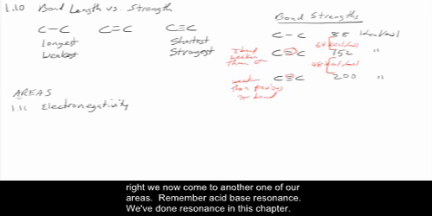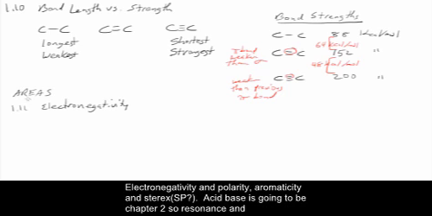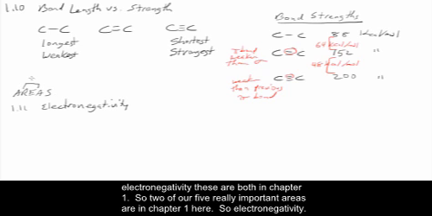All right, we now come to another one of our areas. Remember acid-base, resonance. We've done resonance in this chapter. Electronegativity and polarity, aromaticity and sterics. Acid-base is going to be chapter 2. So resonance and electronegativity, these are both in chapter 1. So 2 of our 5 really important areas are in chapter 1 here.